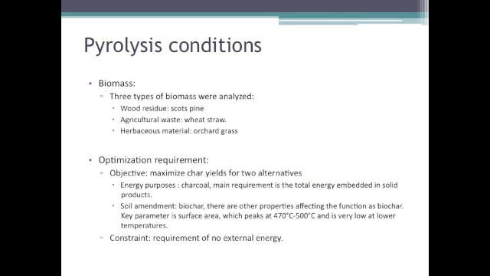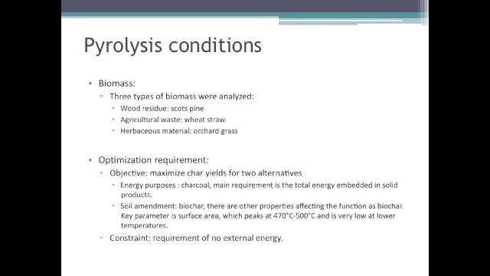The objective of the project is to maximize char yields for two alternatives. One of them is for making charcoal for energy uses, and the second one is making biochar to be used as soil amender. The difference between these two is that biochar, when used for soil amender, needs to have certain properties, especially regarding specific surface area per kilogram of biochar, and that parameter peaks at 470 to 500 Celsius degrees. So it creates a constraint for the peak temperature of the process.